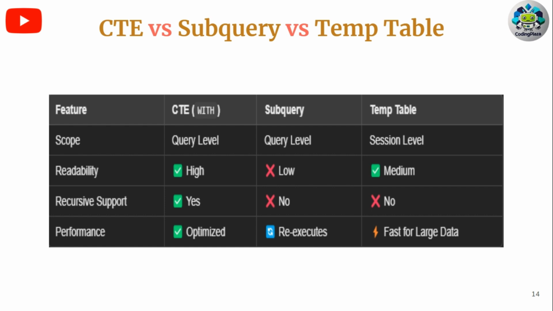Here, see the features. The CTE feature is the scope: it's scoped to the query level, but a temp table will be a physical table. Subquery is not physical, CTE is not physical, and the temp table is session level. Whatever session you are logged in to, that is where the temp table will be held. Next is readability. CTE has more readability, and subquery has lower readability, as we know already.